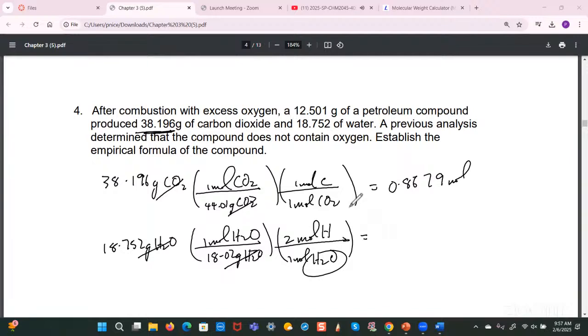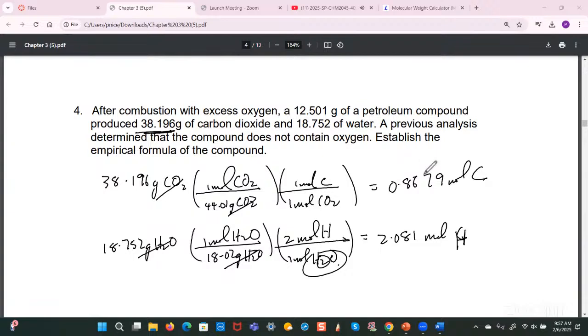So according to my calculation, this works out to be equal to 2.081 mole. So this is the moles of carbon, this is the moles of hydrogen, right? So the next step is I would, well, I like to do this in a tabular form. Second one is hydrogen, I'm sorry, you're right. So there's 2 moles of hydrogen per 1 mole of water. Right, exactly. These 2 right here, exactly.